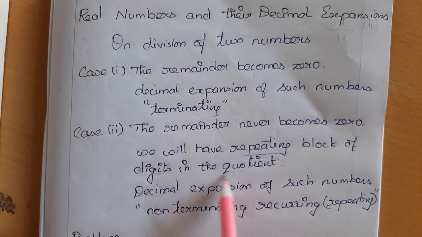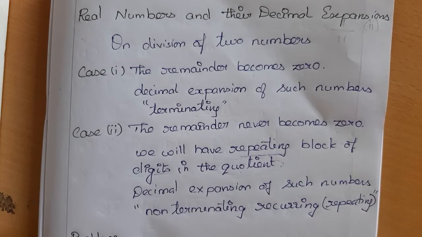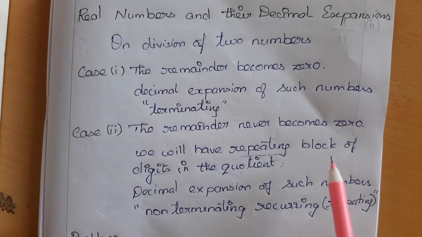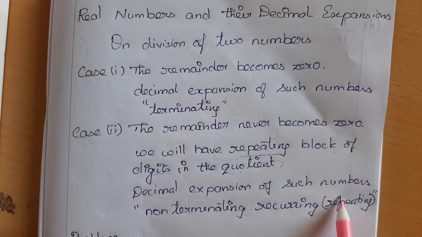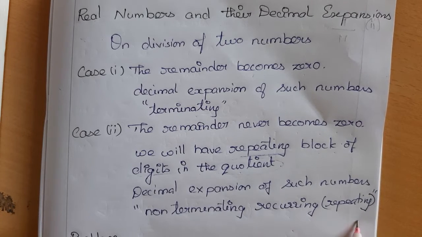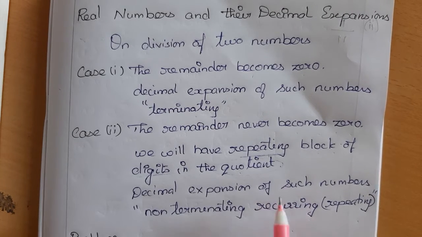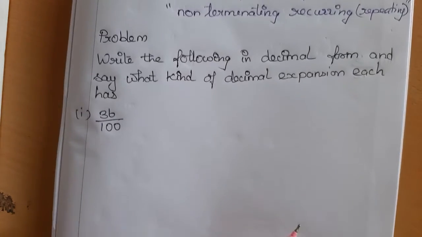in the quotient. In the quotient there will be a repetition of some block of digits, maybe 2 digits or 3 digits. In that case, the decimal expansion of such a number is non-terminating and recurring, that is, repeating. So in that case it will be non-terminating and repeating. Then we can stop there where it is repeating. Clear? So here we go for the problem.